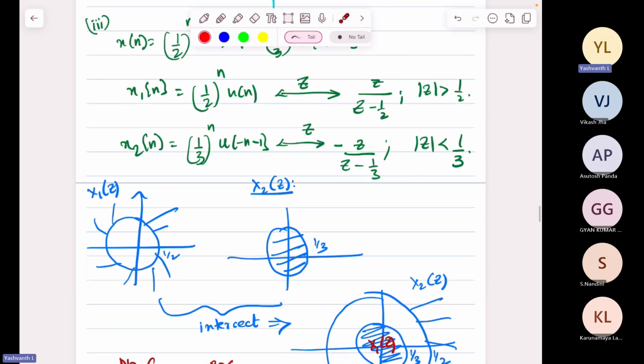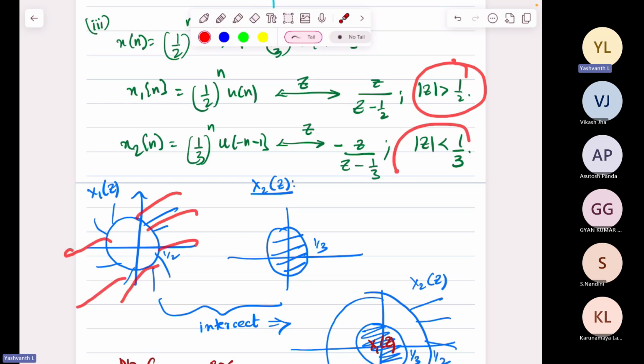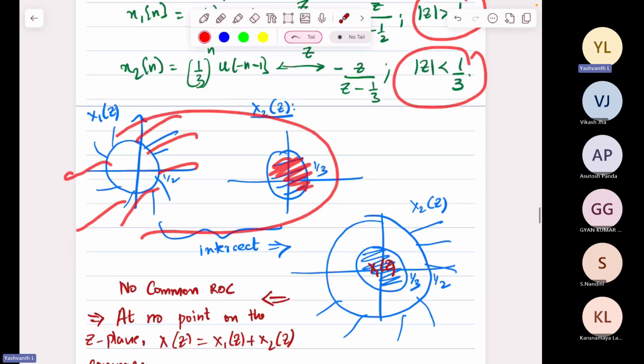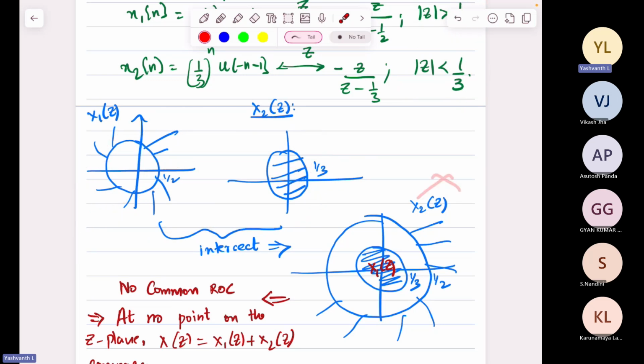So we have mod z greater than half, and mod z less than 1 by 3, which should be the interior part of this circle. If I want to find the common region, there is no such common region. Why? Because for the first signal, it should be outside half, and the second signal should be inside 1 by 3. There is no common region that intersects both the ROCs.